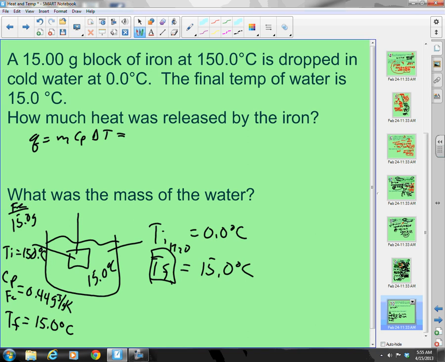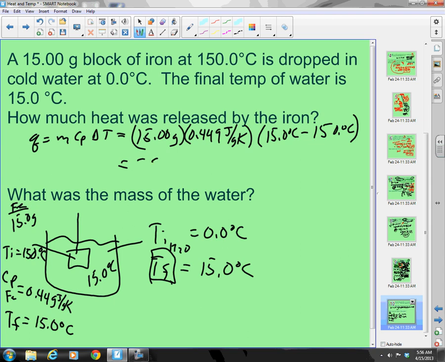What's my M for iron? 15.00 grams. 0.449 joules per gram Kelvin for my C sub P of my iron. And then my delta T. What is my TF? Well, the final temp is, we said, 15.0 degrees Celsius. What's my initial? 150 degrees Celsius. All right, what do we get here? So I have 15 minus 150, which is a negative 135, times 0.449 times 15 equals a negative 909.